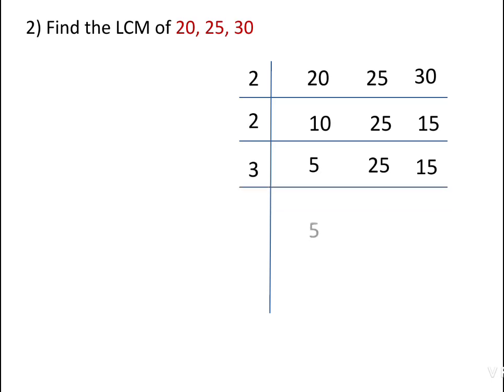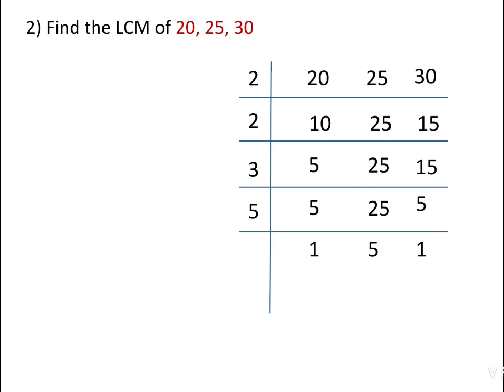5 is not divisible by 3, and 25 is also not divisible by 3, so 25 itself. 15 is divisible by 3. In 15 how many 3s? 5. Okay, 5. So 5, 25 and 5 are the given numbers. Now only 5 is divisible here. In 5 how many 5s? 1. In 25, 5. In 5, 1. Here 1, 5, 1 are the numbers.